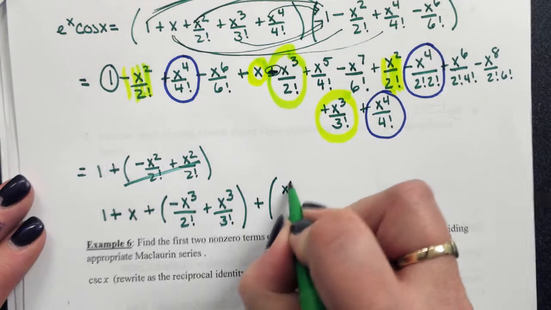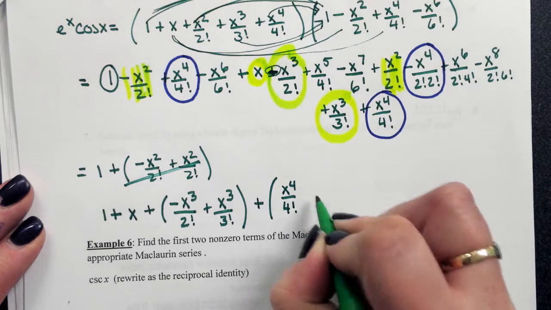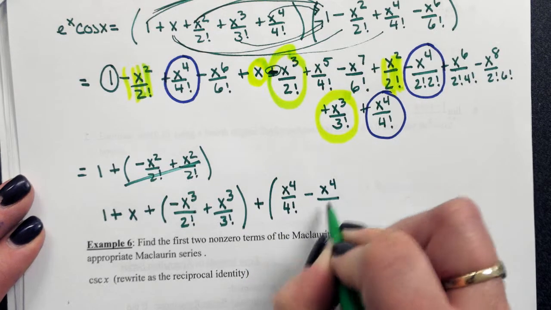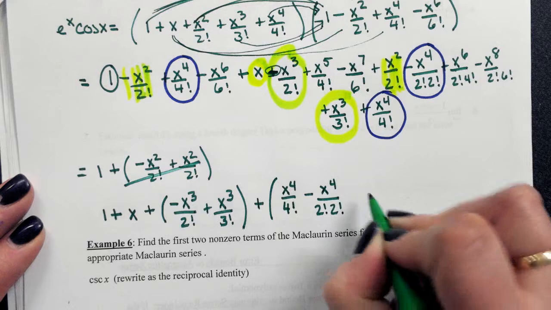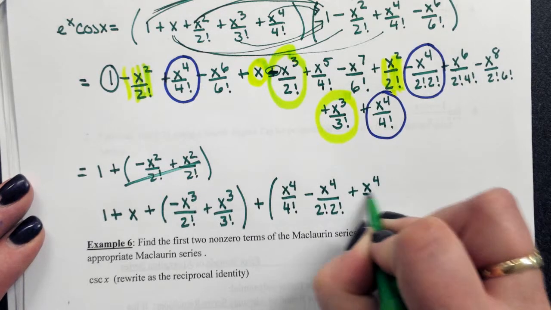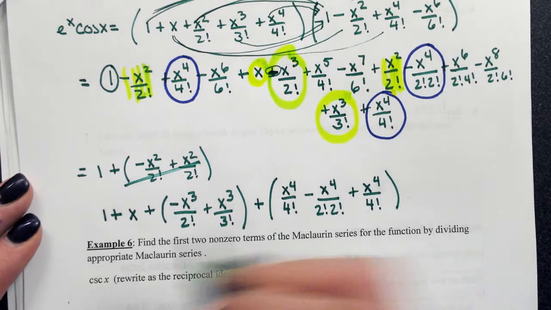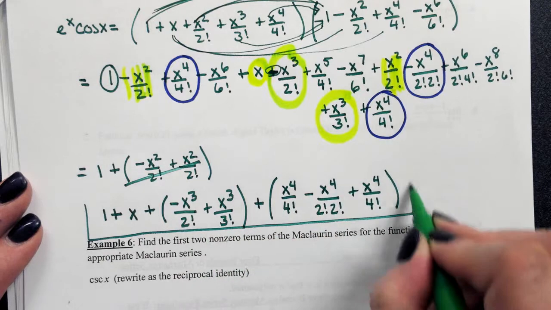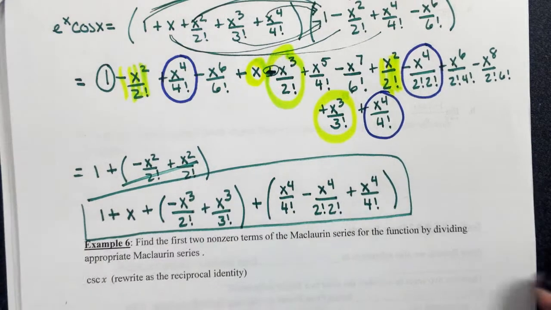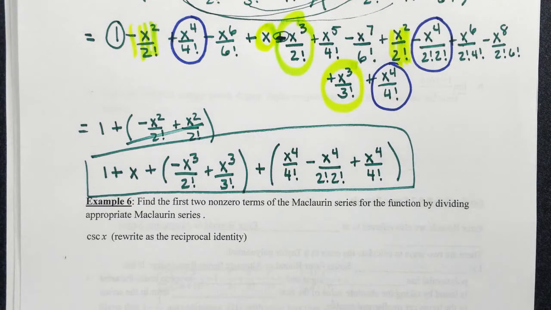So I have an x to the fourth over 4 factorial minus x to the fourth over 2 factorial, 2 factorial, plus x to the fourth over 4 factorial. So there's my first 4 non-zero terms. Yes, I know that those first 2 terms are x to the fourth over 4 factorial. Again, remember, this is not 4 factorial right here. This is just the 4, so they're not going to cancel out.